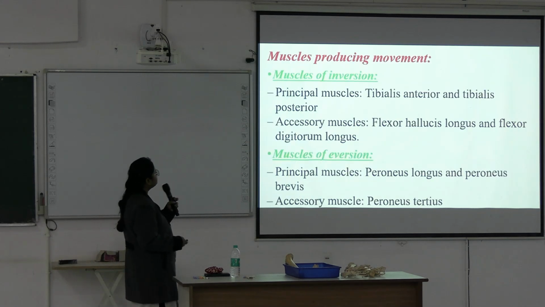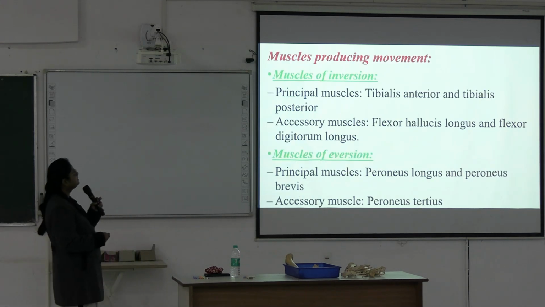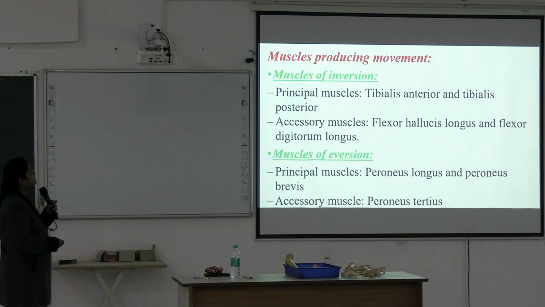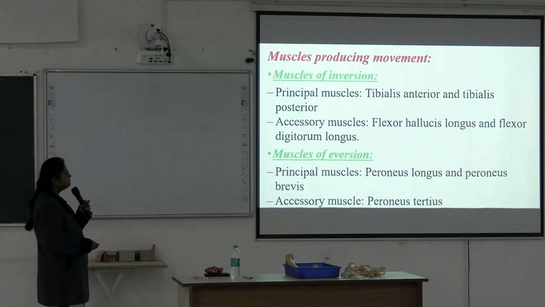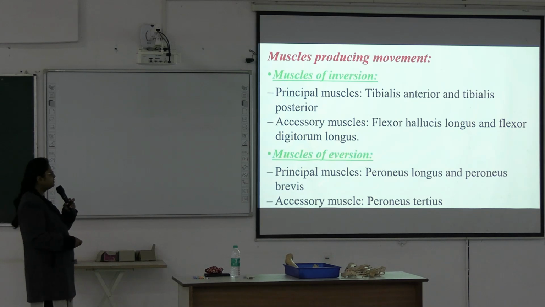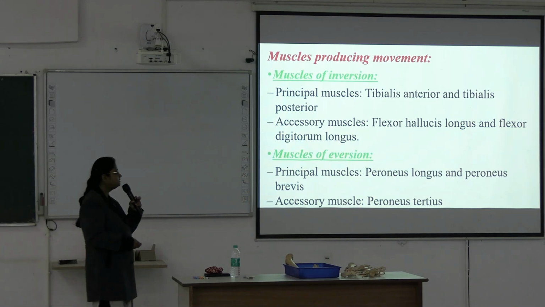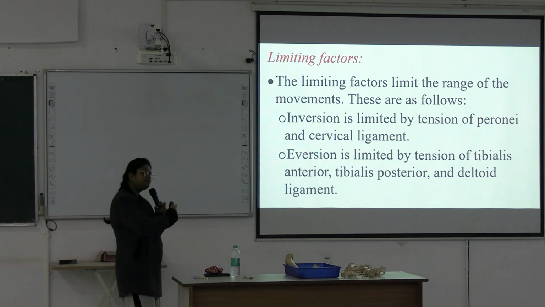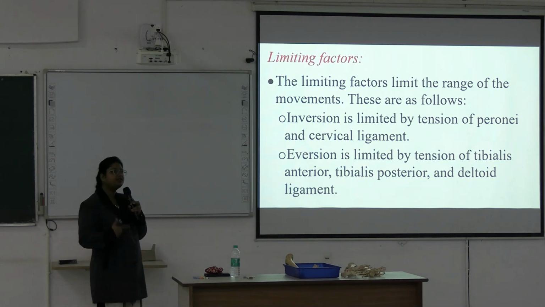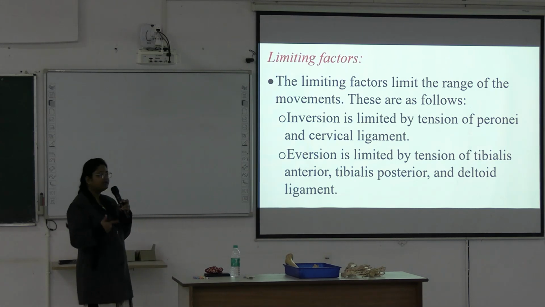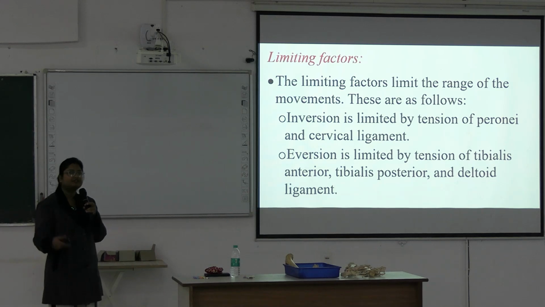Next, muscles involved, principal muscle, accessory muscle. Principal muscle tibialis anterior and posterior for inversion, accessory is flexor hallucis longus, flexor digitorum longus. And muscle of eversion, principal muscle is peroneus longus, peroneus brevis, accessory muscle is peroneus tertius. Okay, next. Muscles involved are very important and joints involved, subtalar, talocalcaneonavicular, mid-tarsal.